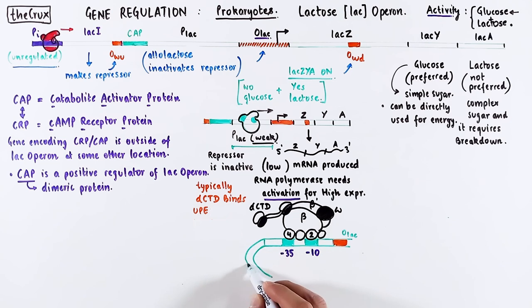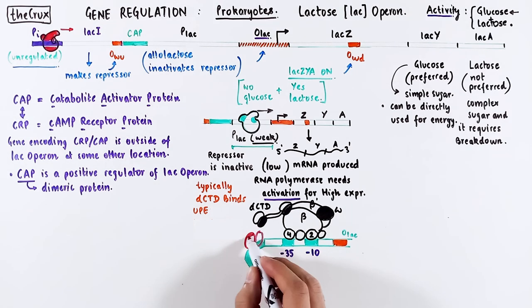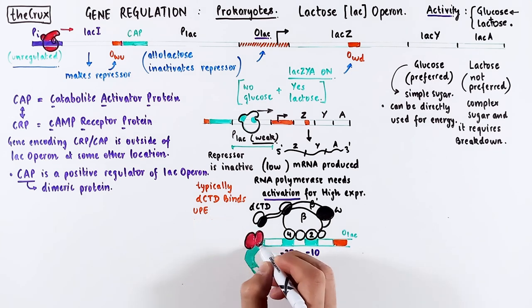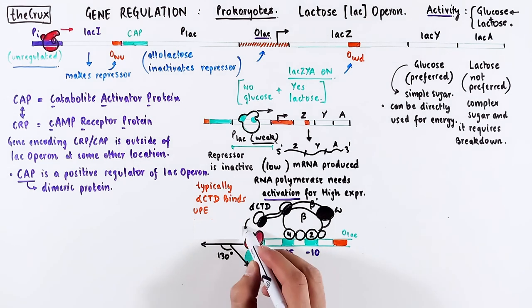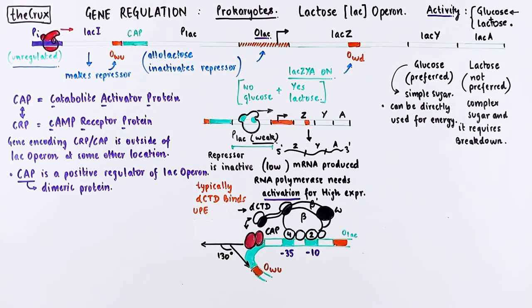Upstream of the promoter in the lac operon is the CAP binding site, where the dimeric CAP protein can bind. And its binding causes a 130 degree bend in the DNA, which allows CAP to interact with the C-terminal domain of the RNA polymerase. And this is the interaction that causes the RNA polymerase to go insane and the LacZYA expression shoots up.